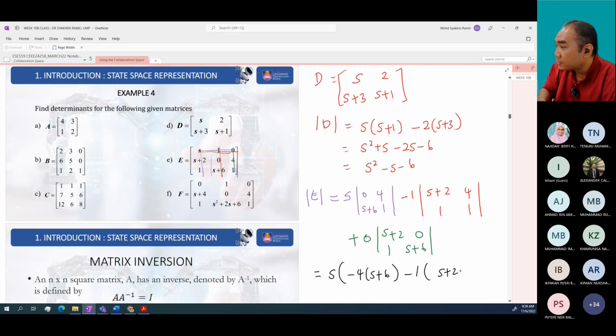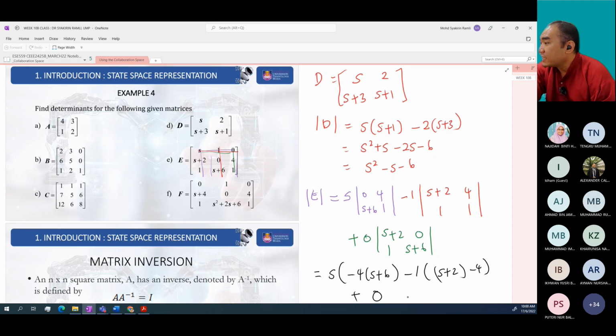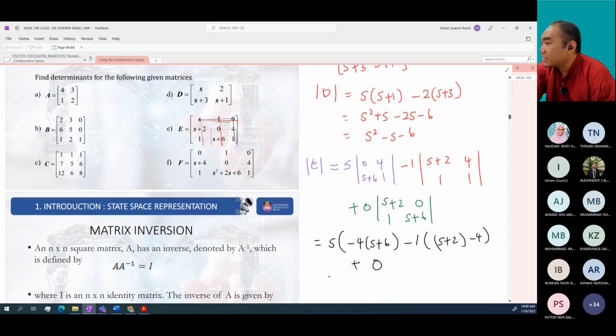So we got S plus 2 times 1 minus 1 times 4, which is 4. And then plus 0 multiplied by this determinant simply gives us 0. Ini kita dapat kosong je lah. Right. And then we can expand it such that we will get, so kamu boleh expand lah kamu punya expression. We got S, this is going to be minus 4S minus 6, dapat 24.